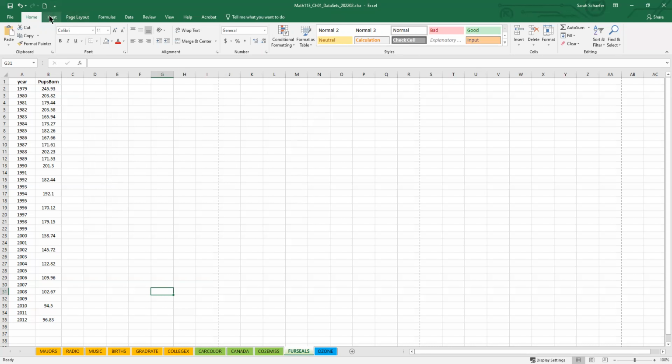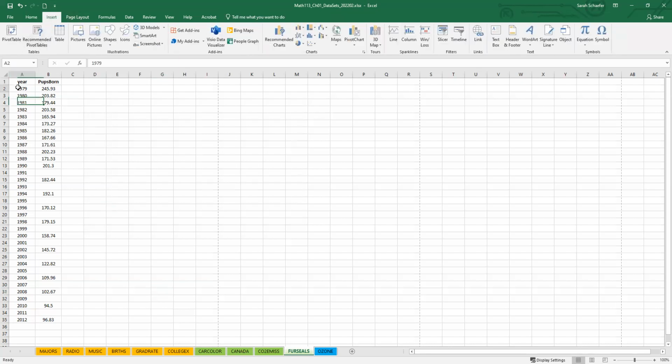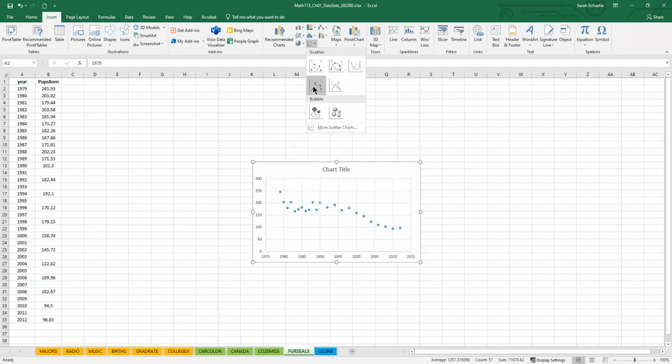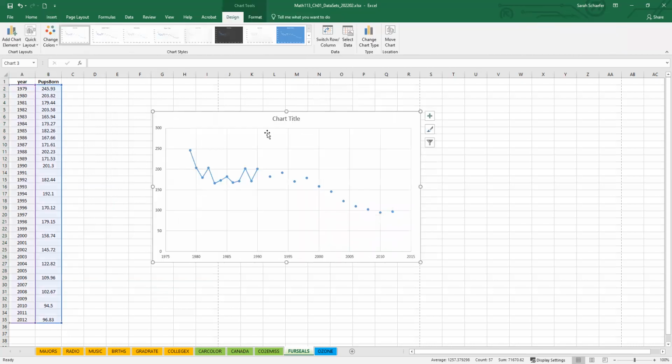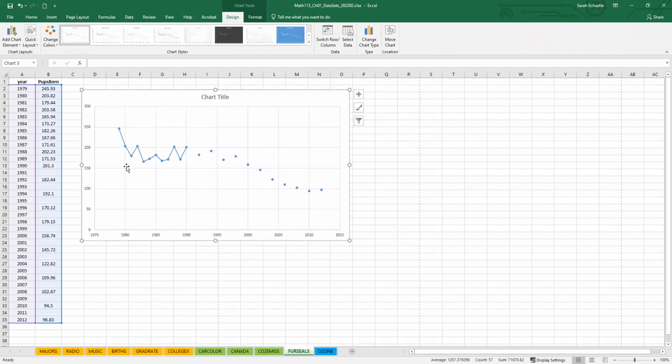I'm going to go back to that insert ribbon and I'll highlight both the years and the number of fur seal pups. And I'll go to that scatter option with the straight lines. And so when I choose that, we're seeing what I expected to see, which is that first set of values are all connected. That's that first part of the data where we're not missing anything. And then because we are missing every other year after that, none of those dots are going to be connected. So that's showing that there's a gap there in the data.